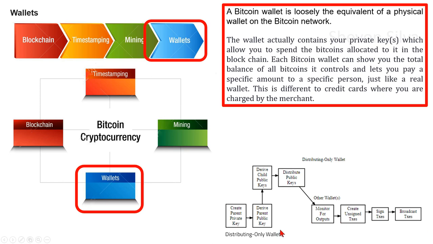Here you can see create parent private key is connected to derive parent public key. Derive parent public key is connected to derive child public keys. Derived child public keys is connected to distribute public keys. And here you can see other wallets. Distribute public keys is connected to monitor for outputs. Monitor for outputs is connected to create unsigned transactions. Create unsigned transactions is connected to sign transactions. Signed transactions is connected to broadcast transactions.